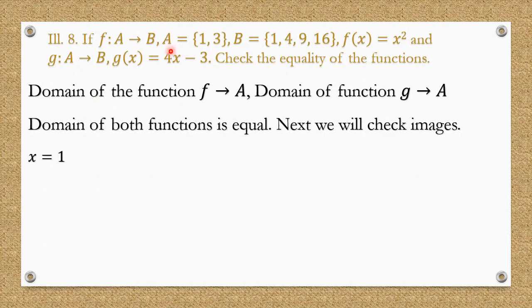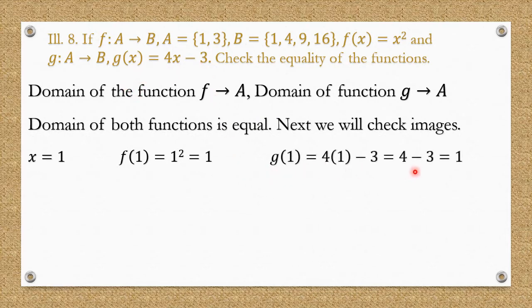So first we have the domain values 1 and 3. We will take x equal to 1 and put it into our first equation, f(x) = x square, that is 1 square, 1. Second equation, g(x) = 4x minus 3, so 4 times 1, that is 4, minus 3, 1. So the first value for both the functions is 1.